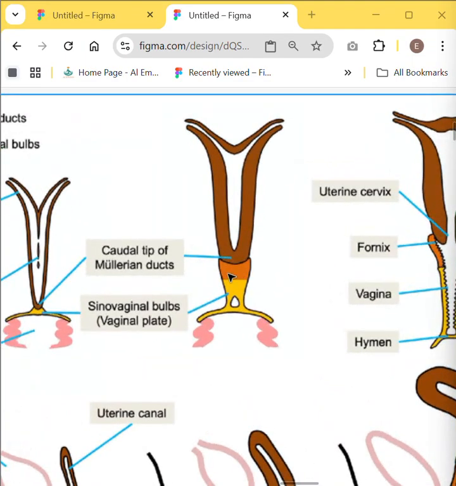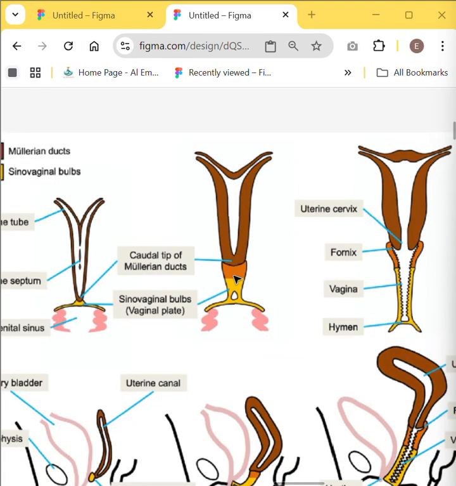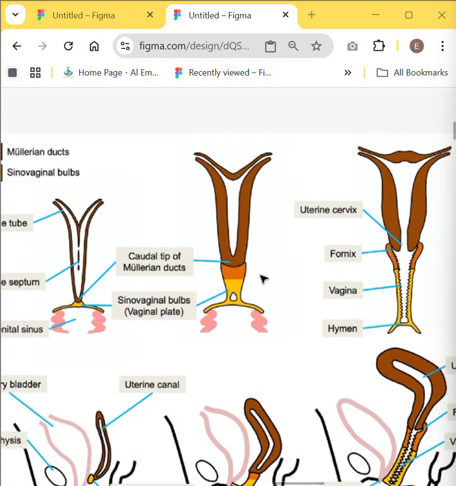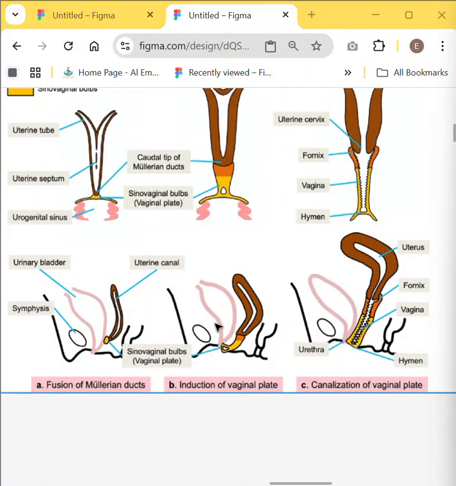So this is where the Mullerian tubercle is. The caudal part of these Mullerian ducts come here, and they form the Mullerian tubercle, right? The Mullerian tubercles and the urogenital sinus both fuse to form vaginal plates. This is the vaginal plate, which extends from the Mullerian ducts to the urogenital sinus. This plate begins to canalize. When I say something canalizes, it starts to become hollow, starting at the hymen and proceeding upwards to the cervix in the sixth embryonic month.